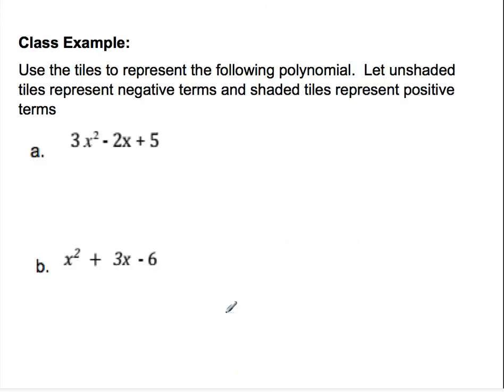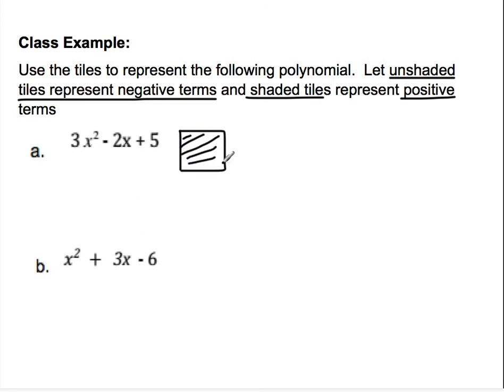So we're going to use tiles to represent the following polynomials. So let's do unshaded tiles to represent negative, and shaded tiles to be positive. Okay? So here we have 3x squared. So that's shading. So we have an x squared, an x squared, because we have 3 of them. We have to make sure they're shaded, or positive. And we have 3 of them. So this is 3x squared.